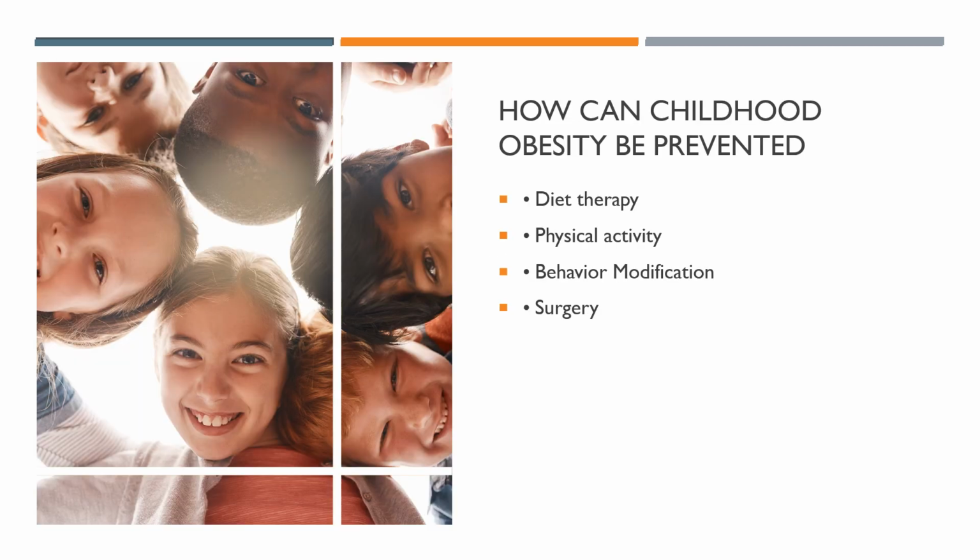How can we prevent it? Well, here's a couple ways. Diet therapy is a good one. By doing diet therapy, we are able to help control what we intake, what we eat. That will help prevent it. Physical activity. We've got to get kids out of the house more. They got to be more active. Behavior modifications. We need to teach kids how to cook a healthy meal, how not to eat fast food just because it's there, not to drink the energy drinks.